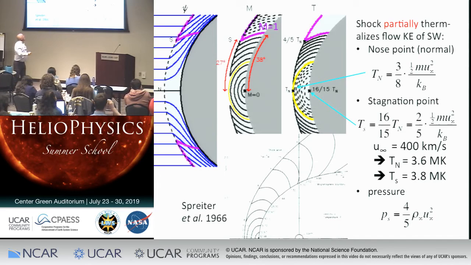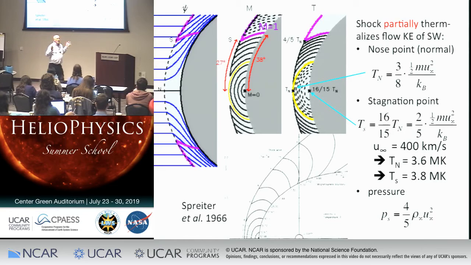Basically, at the nose point, the amount the temperature goes up depends on the Mach number itself. It doesn't just hit a maximum. And then out here, it goes up even more. So this gives you an idea of what that temperature looks like. Here's what the Mach number looks like. Okay, so you get some very high, if you have 400 kilometer per second wind speeds, no matter what your upstream temperature is, it jumps to a value like this. It jumps to 3.6 million Kelvin, even, and typically you're starting from about 100,000.